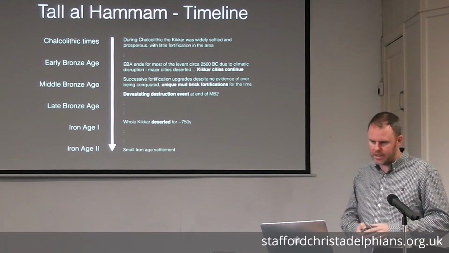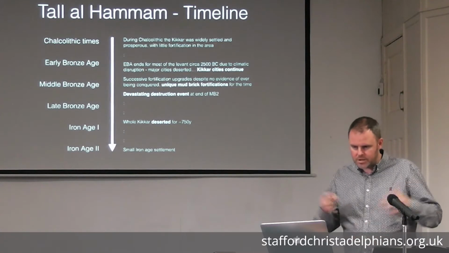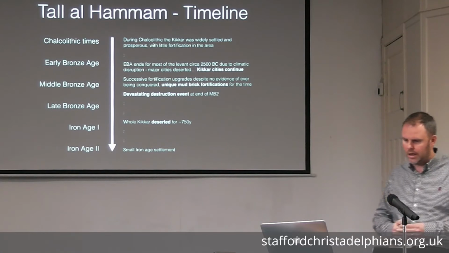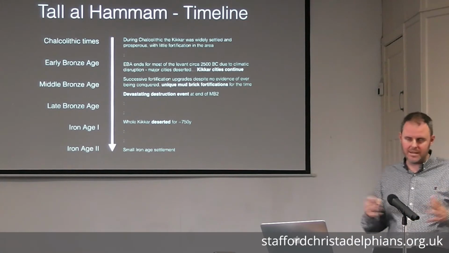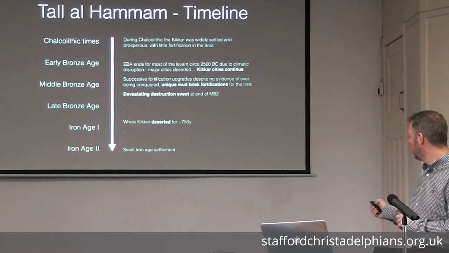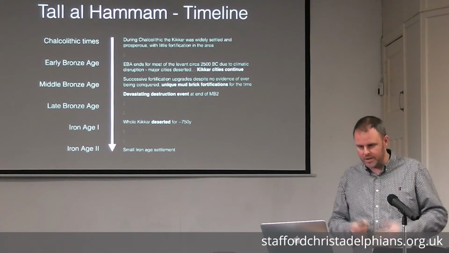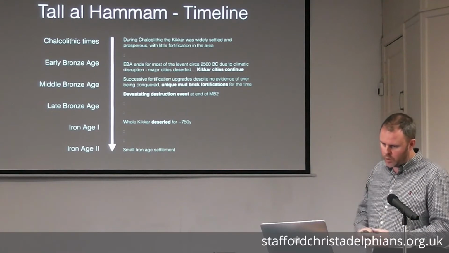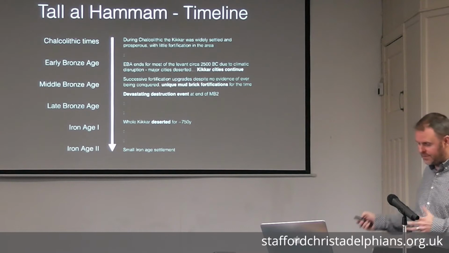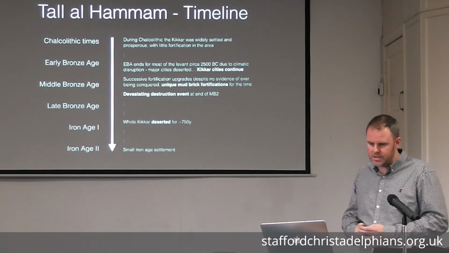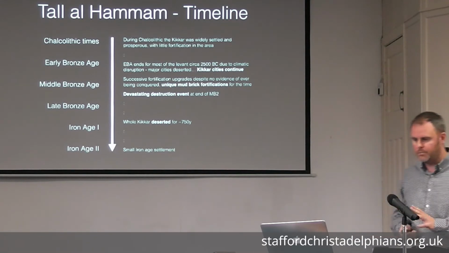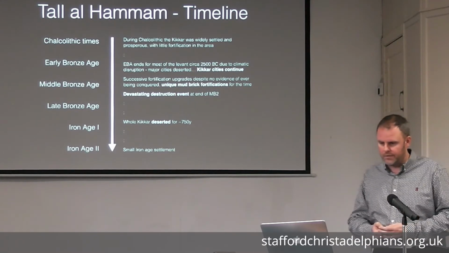But then in the early Bronze Age, most of the area, most of the Levant, due to climatic disruption, whole cities were deserted. But the Kikar cities, Sodom and Gomorrah, they continued during this time. They continued to prosper because of this well-watered, fertile plain. Successive fortification upgrades they've found on the site over the centuries, despite no evidence actually of ever being conquered. Unique mud brick fortifications for the time.